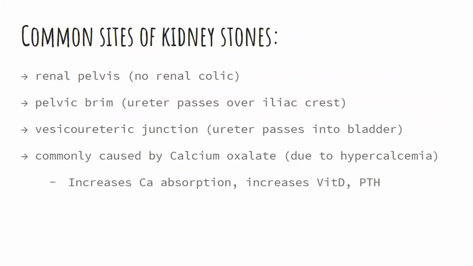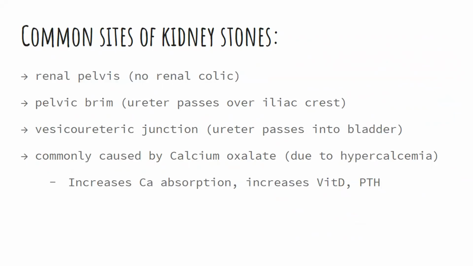And then lastly, there are 2 more things to go. Really common sites for kidney stones. This is just anatomy. There are 3 points where you have narrowing of the ureter: in the renal pelvis, at the pelvic brim where you have the iliac crest and the bifurcation of the iliac artery, and then the vesicoureteric junction where the ureter passes into the bladder. Those are your 3 points where you're likely to get a stone stuck.